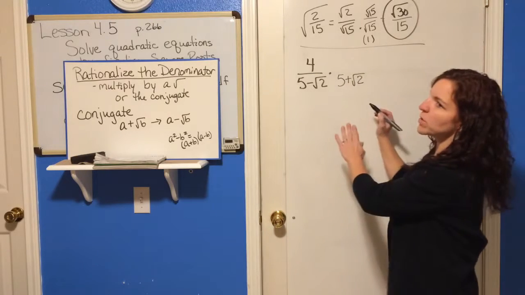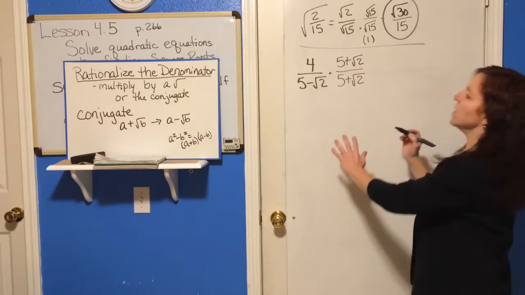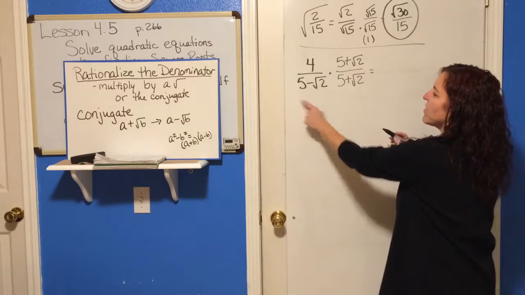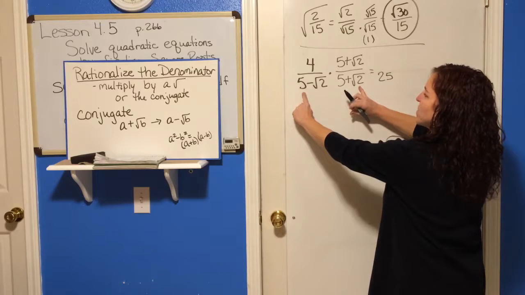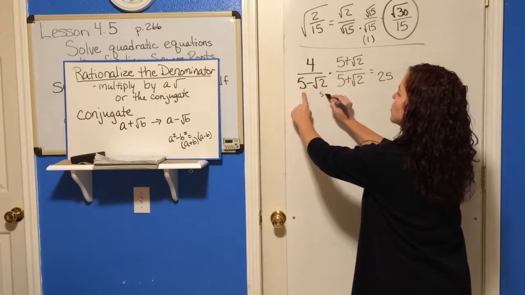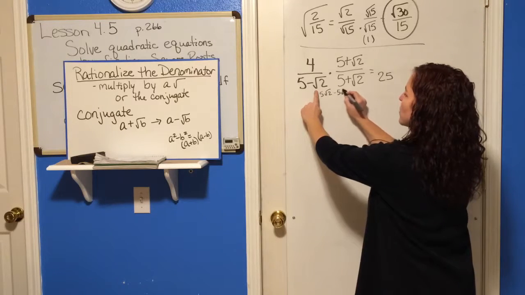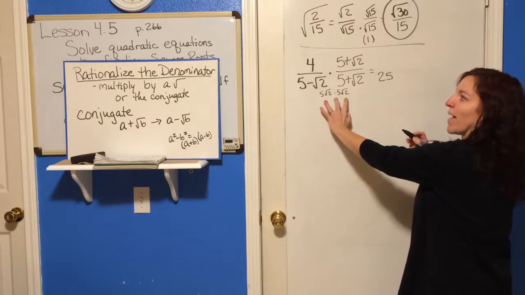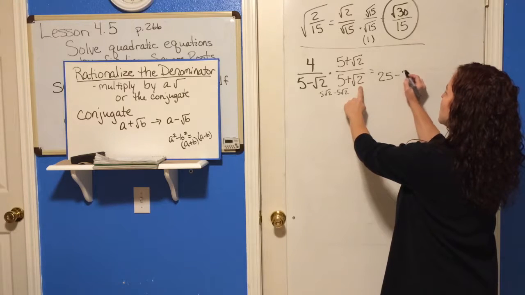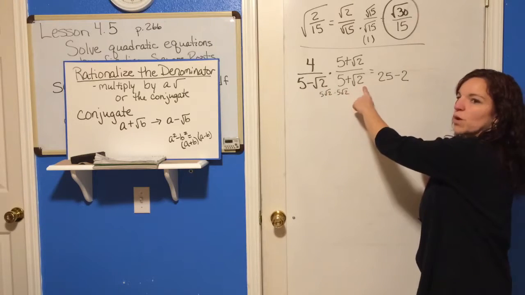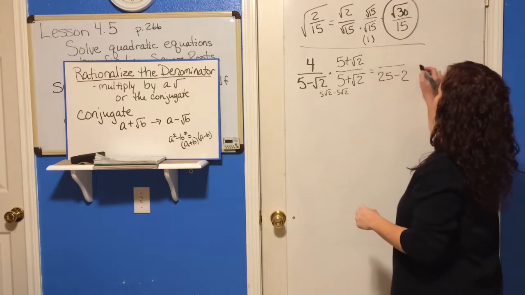Watch this. So the conjugate of 5 minus the square root of 2 is going to be 5 plus the square root of 2. Whatever we do on the bottom, we got to do on the top, so let's put it up there so we don't forget it. So in our denominator, 5 times 5 is 25. The 5 times the square root of 2 is 5 square root of 2. Negative square root of 2 times 5 is negative 5 square root of 2, which means those middle terms drop out. So then we just take negative square root of 2 times positive square root of 2 is just minus 2, because the square root of 2 times the square root of 2 is the square root of 4, which is 2. So 25 minus 2 in our denominator, which is 23.